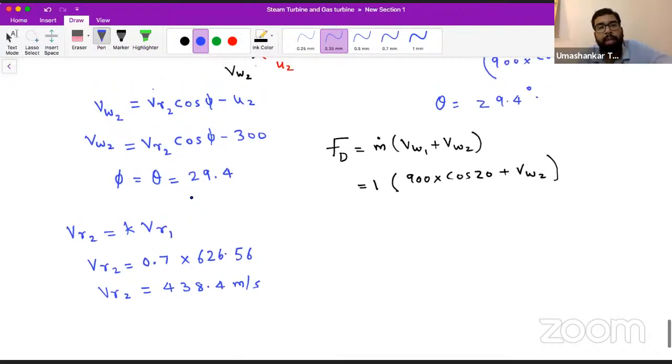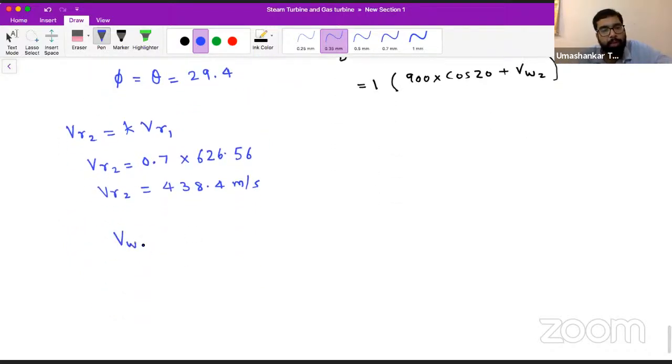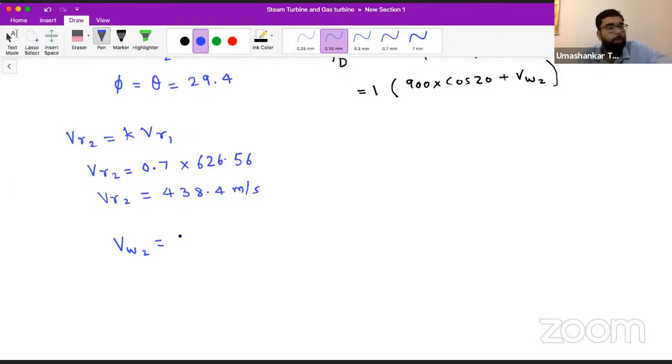From here, if we put the value of phi and VR2 in VW2, what is the value of VW2 we are getting? Yes, you are giving me the right answer of VR1. Now tell me, please, the value of VW2. It's a live session, we are doing the question live. It is coming out to be 81.99. I am trusting what you are telling me. Can someone cross-check this value? Otherwise, you will say, sir, the answer is not coming right. So please cross-check the calculations.